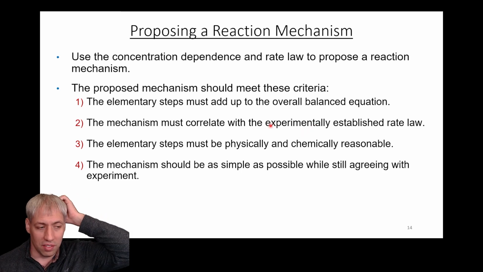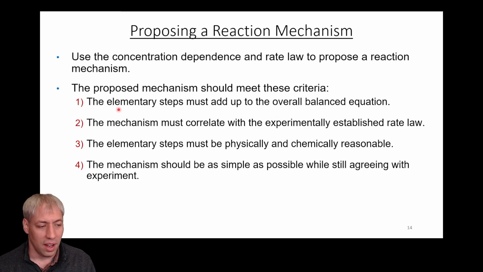And so you basically need to follow a few simple rules. Depending on the number of steps, elementary steps must add up to the overall balanced equation. You know where you started, you know where you ended, you have to do the math so it comes out where you start and where you end, which means your intermediates, if they're generated, they have to be canceled on the opposite side. The mechanism must correlate experimentally with the established rate law. If your rate limiting step is the second step, then that better correlate with your overall rate law.